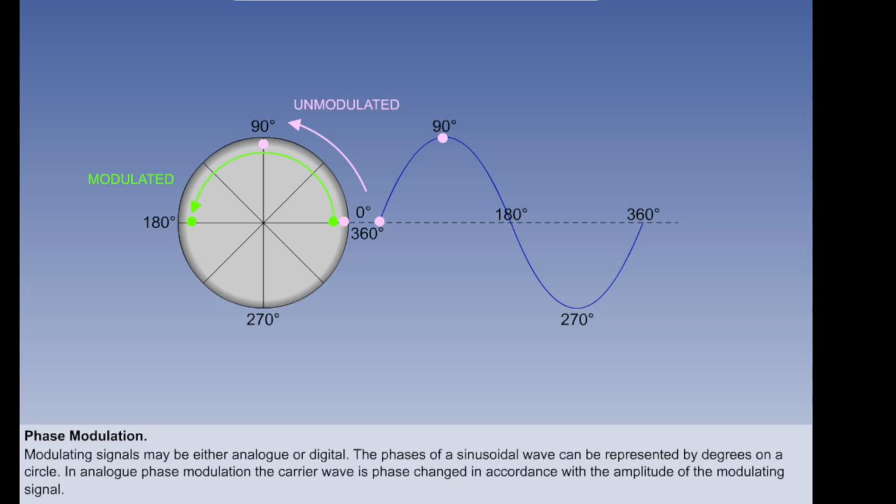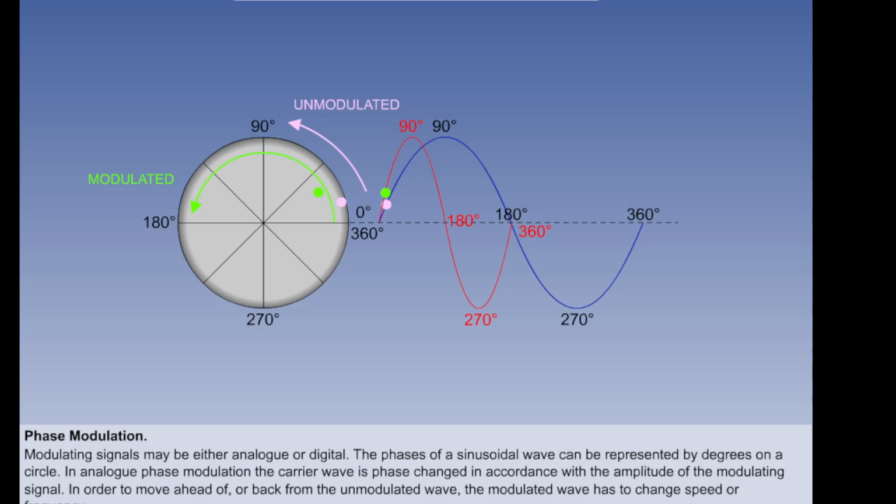In our example, the modulated signal has now reached 180 degrees on the circle, whereas the unmodulated signal would still be at 90 degrees. To achieve this, it is necessary to change the frequency of the signal for a short time. For the modulated signal to reach the 180 degrees phase in the same time as the unmodulated wave reaches 90 degrees, it must go quicker, that is, its frequency increases.